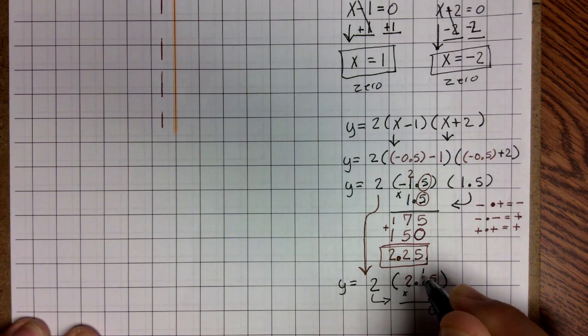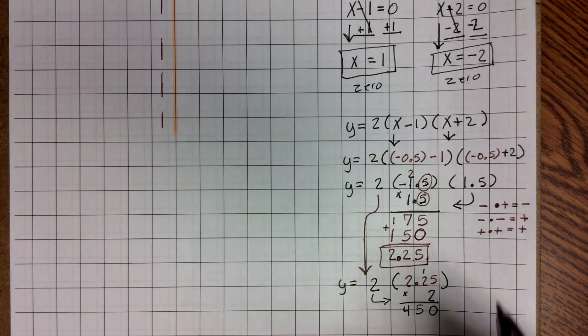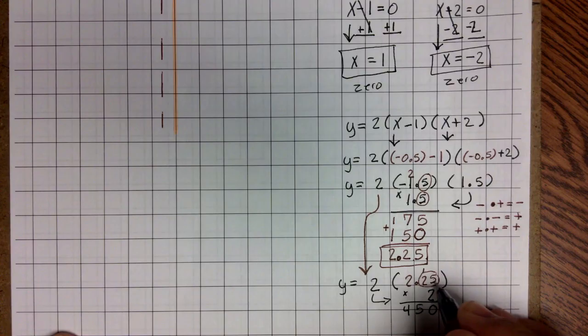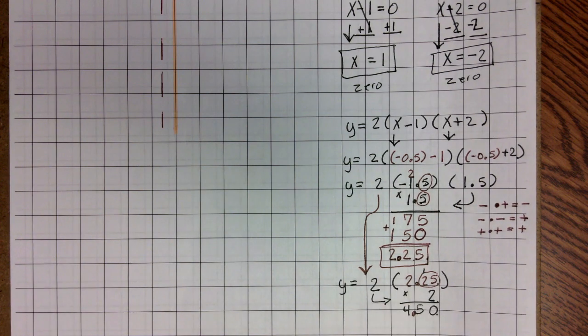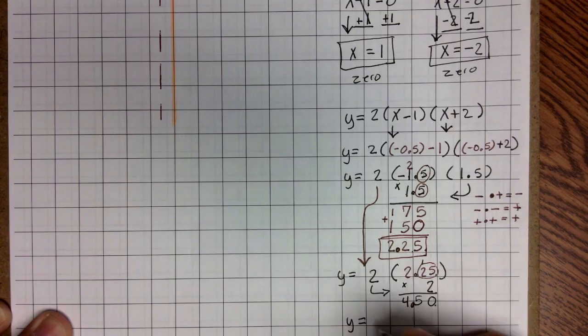Carry the 1. 2 times 2 gives me 4, plus 1 is 5. And 2 times 2 is 4. Notice in this case, we had 2 decimal places. Our decimal was over 2 places. 1, 2. So I'm going to move it over. 1, 2. And my final answer is y is equal to negative 4.5.